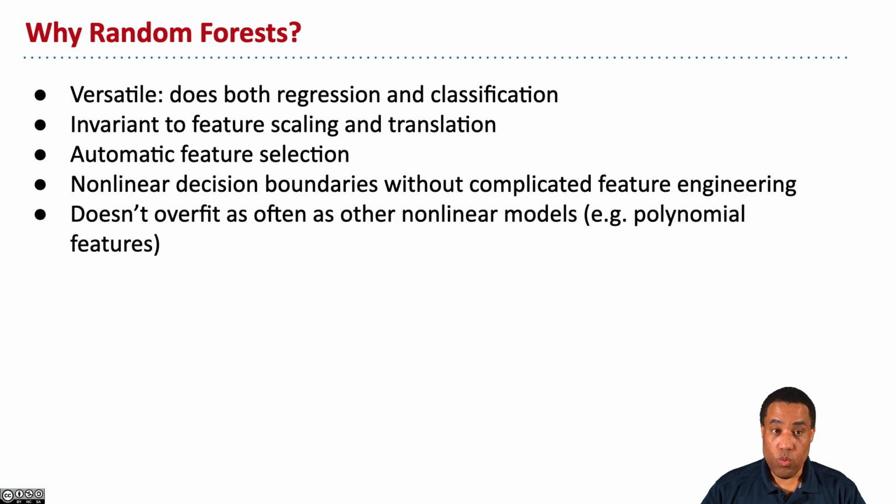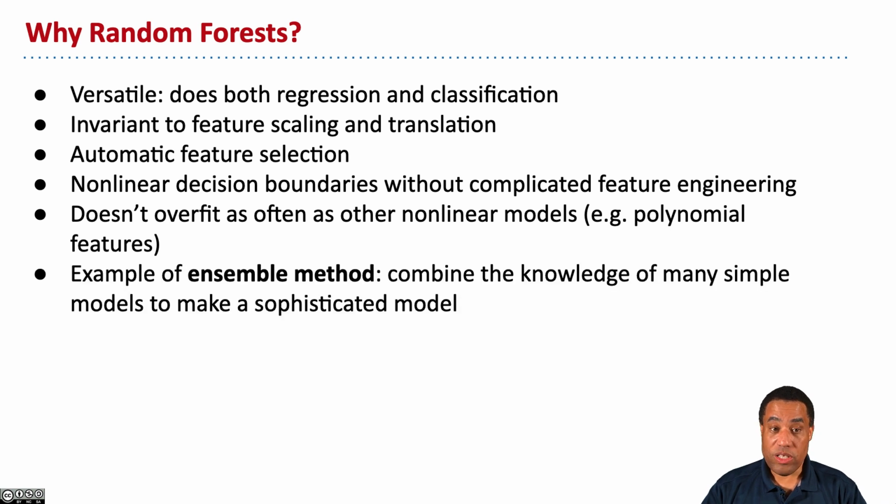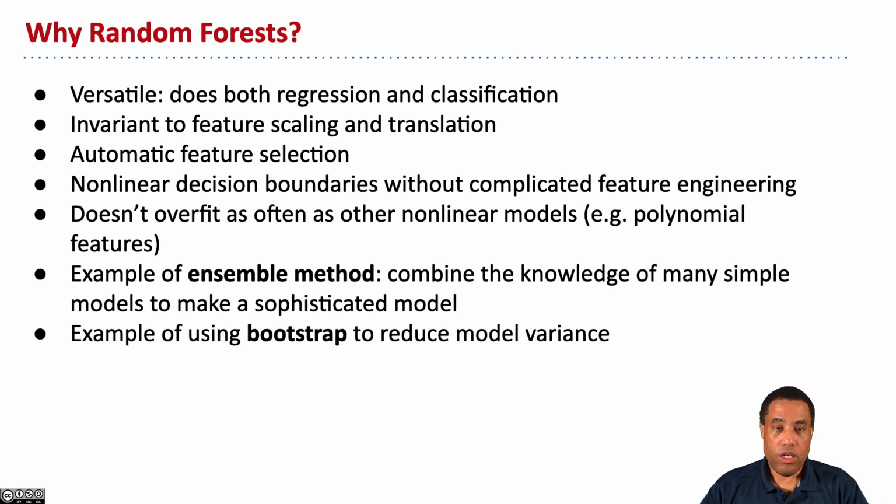And with something like random forests, the expectation is that it's not going to overfit as often as other types of nonlinear model-based approaches, like ones using polynomial features. So this is an example of an ensemble model, right? We combine the knowledge of multiple simple models to make a sophisticated model that's accurate. So this is also an example of using bootstrap to reduce the model variance.